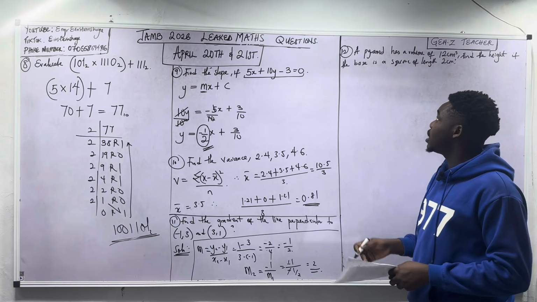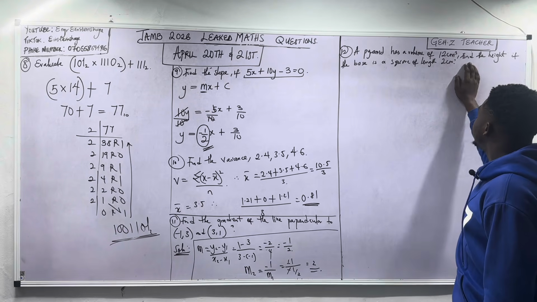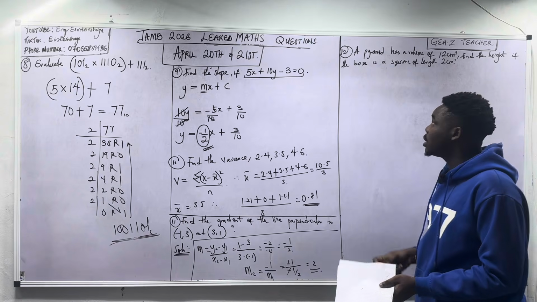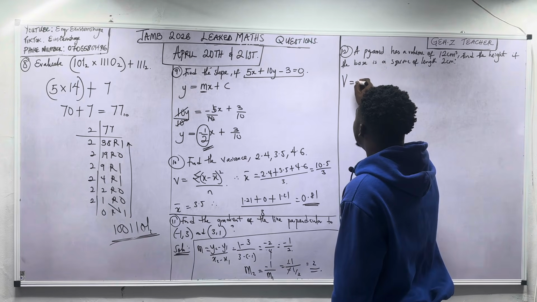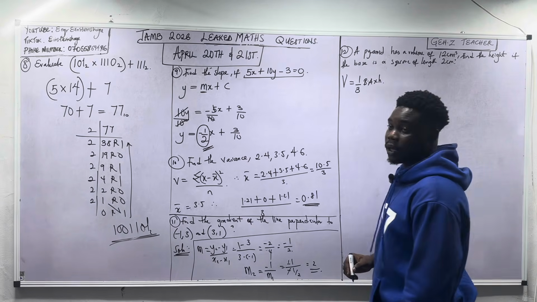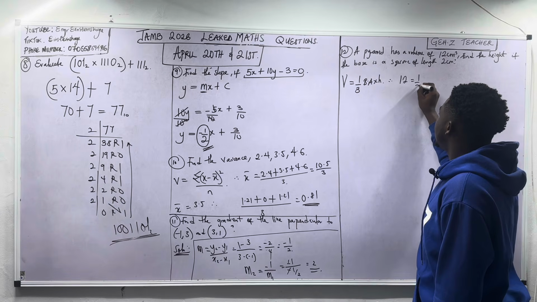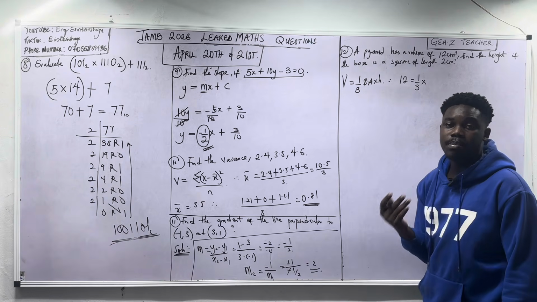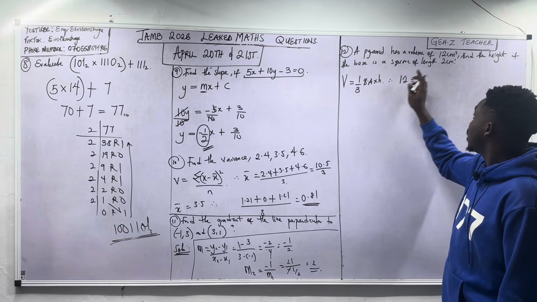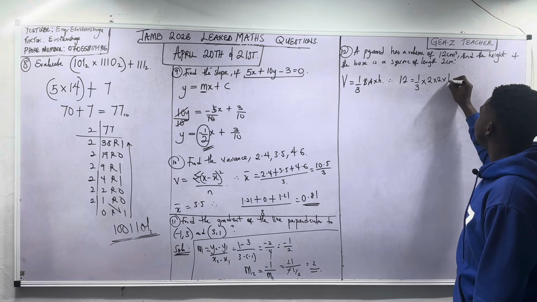Number 12 says a pyramid has a volume of 12 cm cubed. Find the height if the base is a square of length 2 cm. Quickly, the volume of a pyramid is 1 over 3 base area times height. So the volume was given as 12. We're going to say 12 equals 1 over 3 times. Now the base is made up of a square, so the base area should be the area of a square, and that should be 2 squared, that's 2 times 2. Then times the height, which is unknown, h.